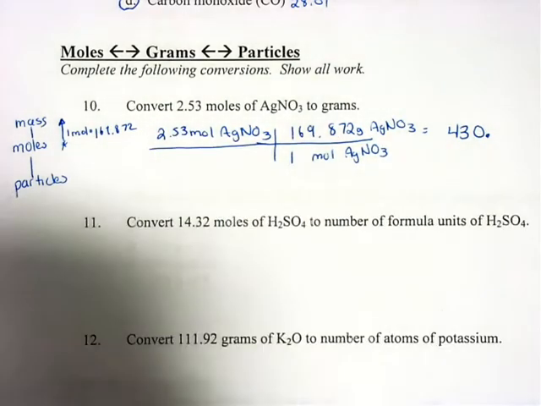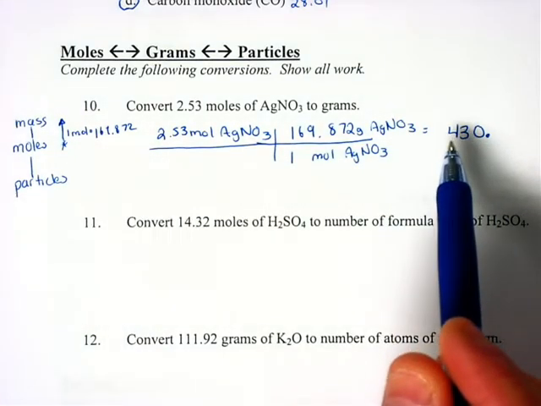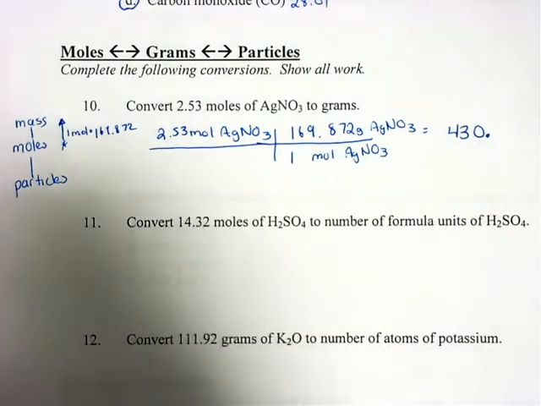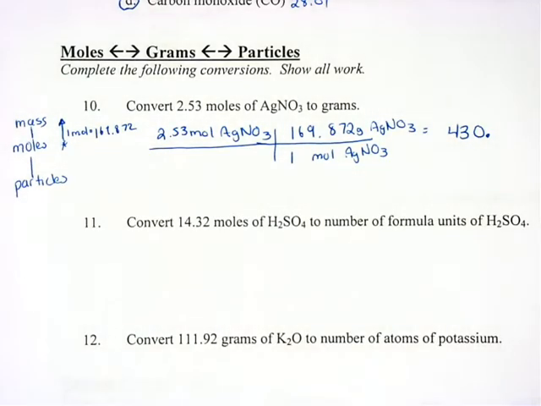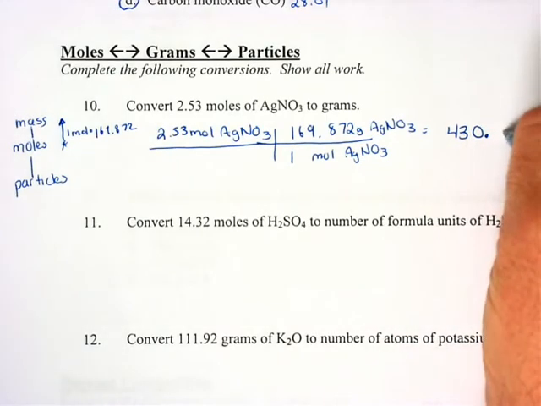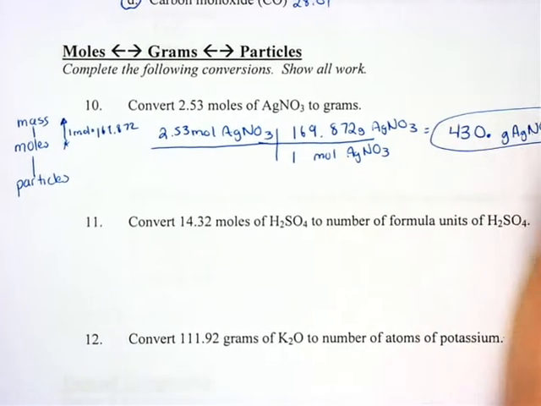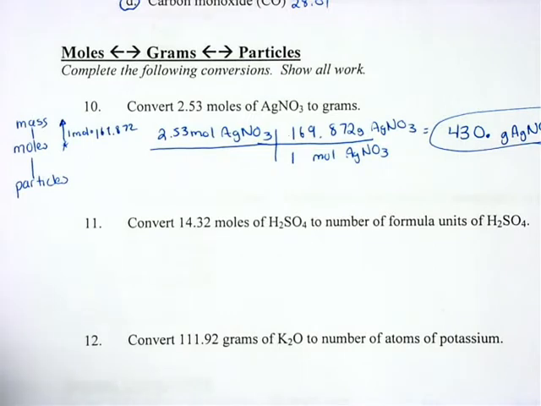But what I'm saying is that on a multiple choice test, maybe answer choice B would be 430, and A, C, and D would be way off. They'd be like 700 and 300 and 4,000. You would know that you've done it incorrect. 430 grams of AgNO3. Cool? Then let's look at the next one.